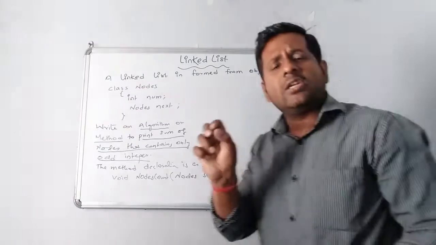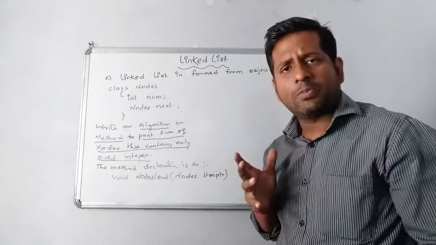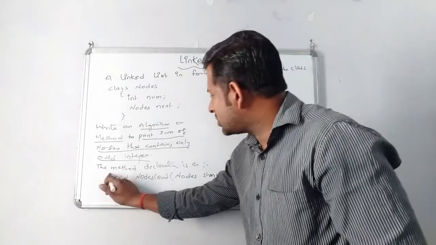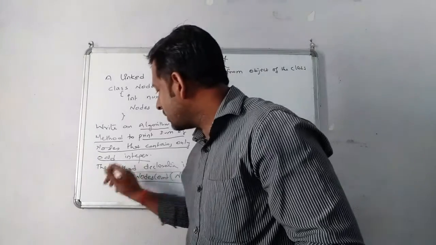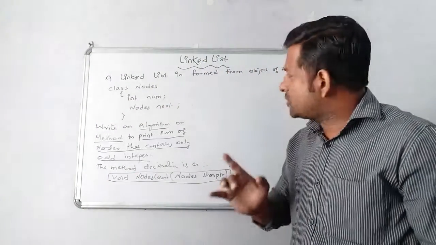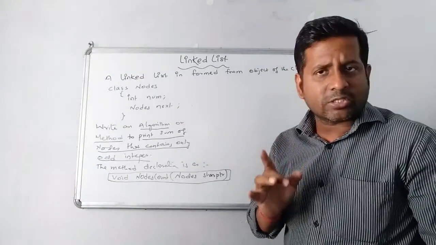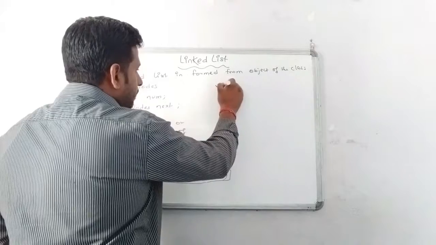Whatever odd numbers are there in the nodes, you have to sum them up and display. For that you get a method declaration, which will be given in the question. Every question gives a method declaration. So children, we always have to begin from the method declaration. So see here.